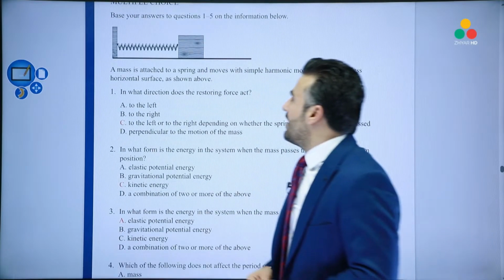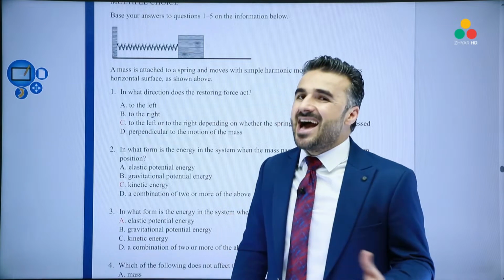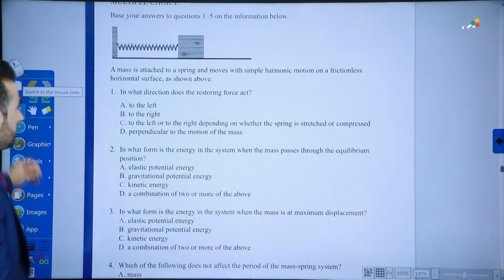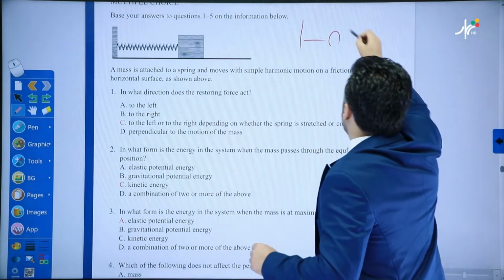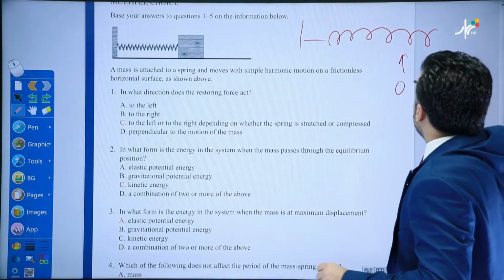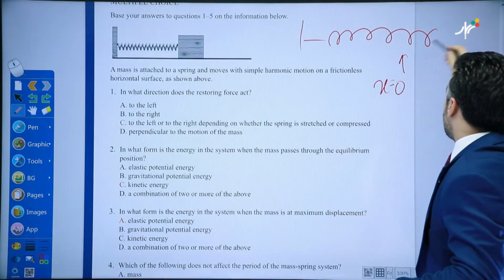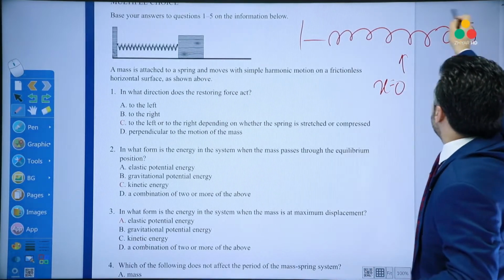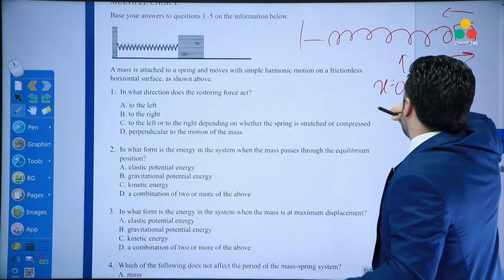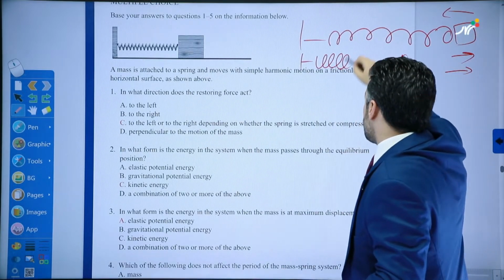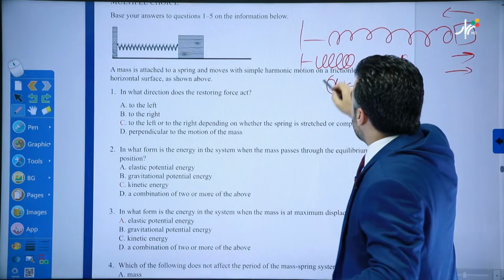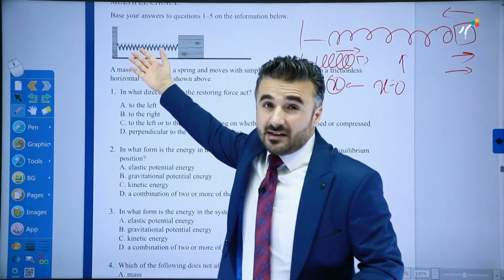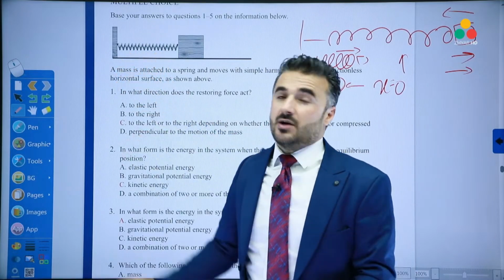So the first one says, in what direction does the restoring force act? Now we do know that when it comes to a mass spring system, if I redraw this one here, let's say this is the equilibrium, where x is 0, the displacement is 0. Then if the mass is stretched to this side, of course the restoring force would be in the opposite direction. But if the spring, for example, were compressed, then the displacement is towards this side, and the restoring force would be towards the other side here. So do you know whether the spring is compressed or stretched? The answer is no, yeah?